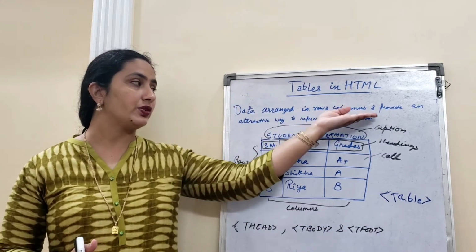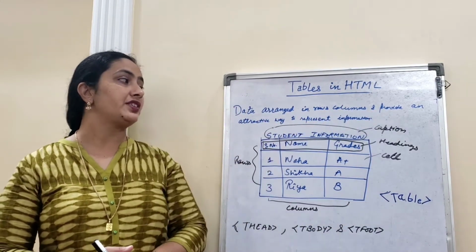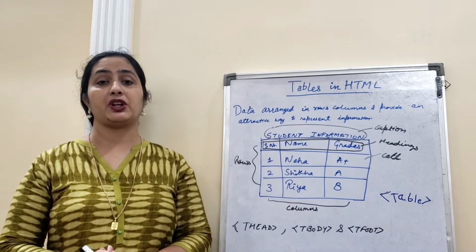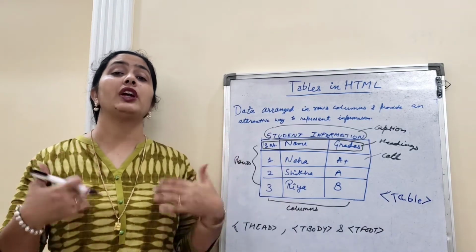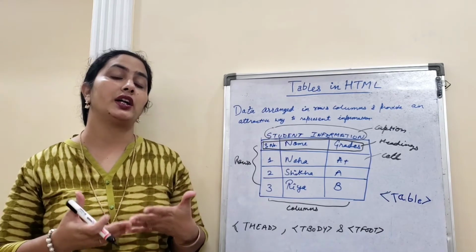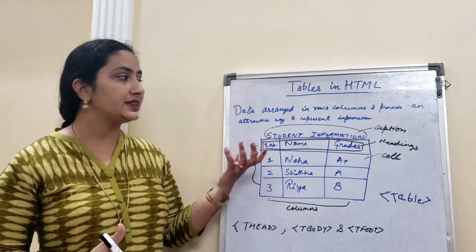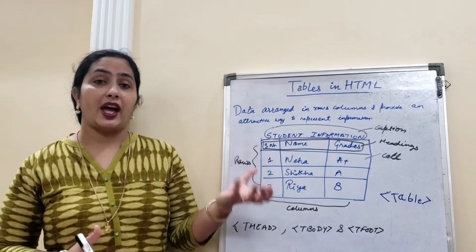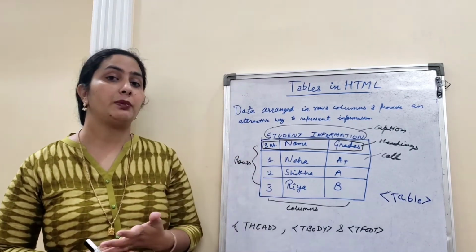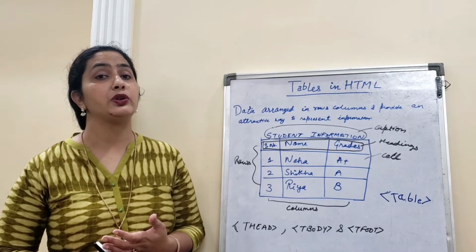Data arranged in rows and columns provides an attractive way to represent information, because our data looks very organized when we represent it in the form of columns and rows. So let's look at some of the tags which we can use along with the table tag, with the help of which you are able to make your data.